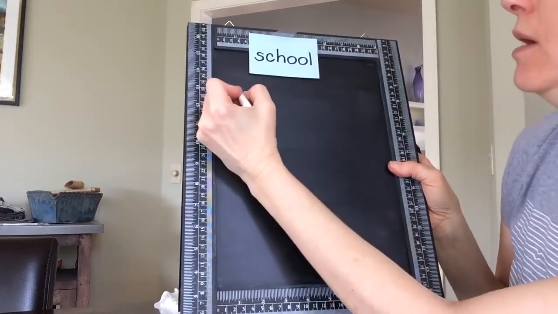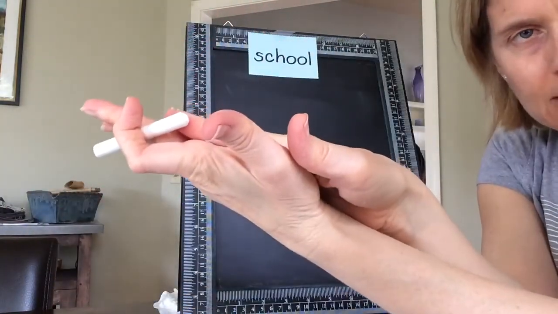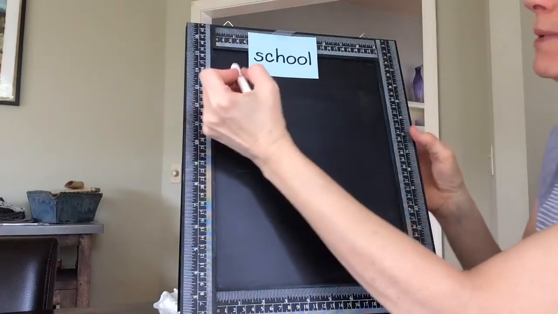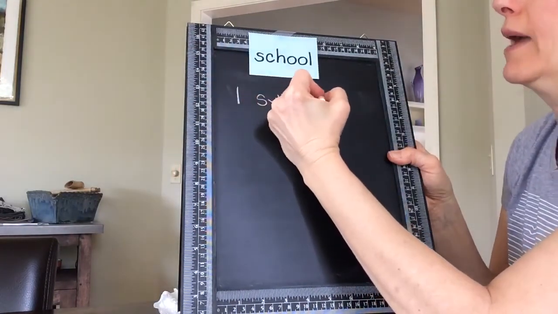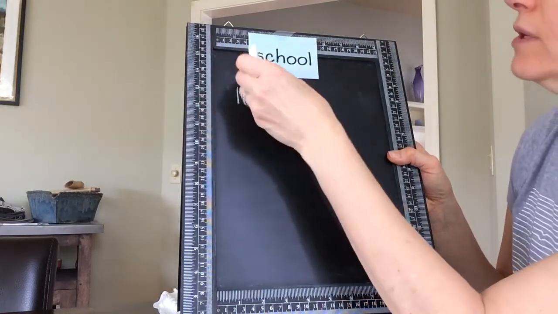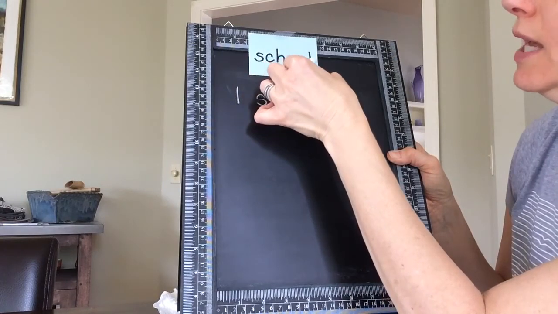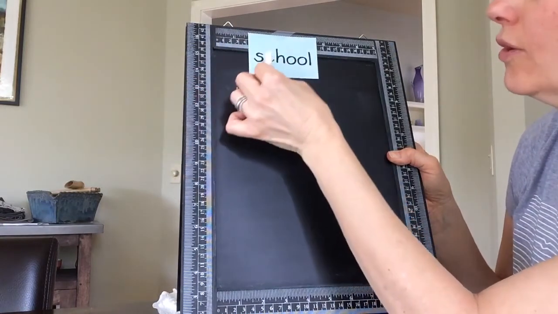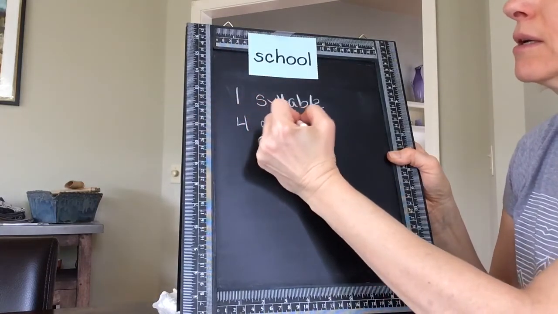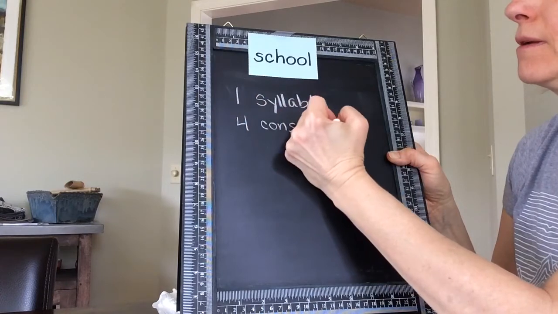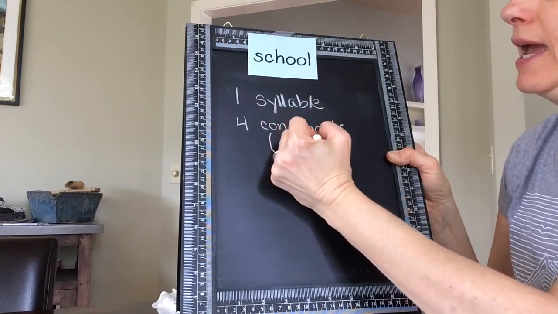So we have, let's do our syllables first. School. How many syllables? One. Pretty big word, but just one syllable. One syllable. Okay, how many consonants? We have S, C, H, and L, right? Those are all our 4 consonants. So we've got 4 consonants. And then we'll put down here S, C, H, and L.